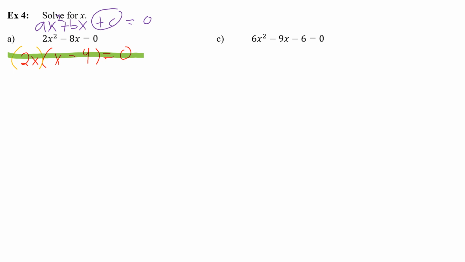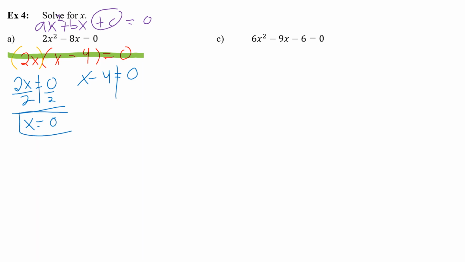However, the directions were to solve for x. So we set each one equal to 0. Remember, zero product rule, which basically says if there's two quantities being multiplied and they give you 0, then one of them must be 0, or both. Dividing both sides by 2, turns out x is equal to 0. On the right, add 4 to both sides, and x is equal to 4. And that would be the final answer for part A.